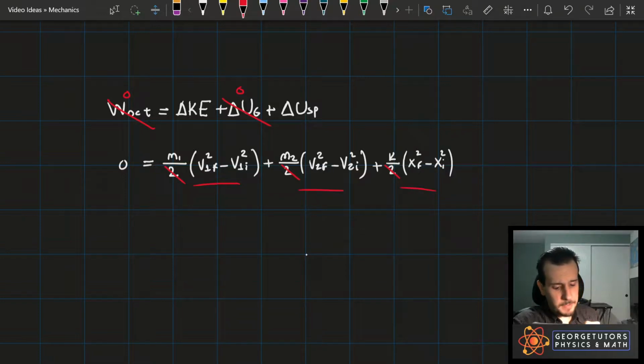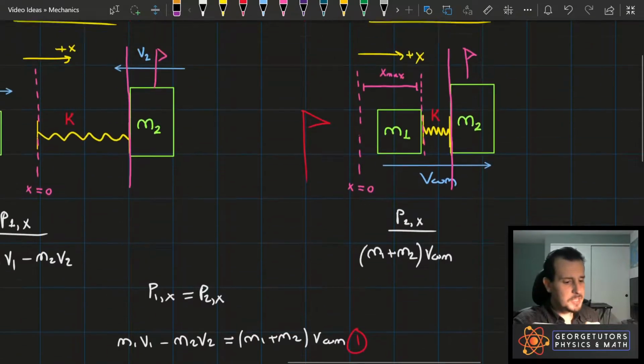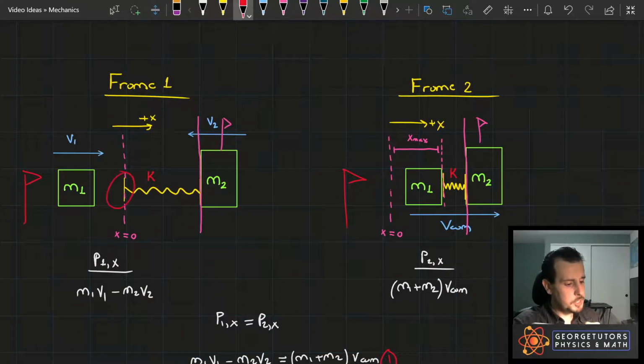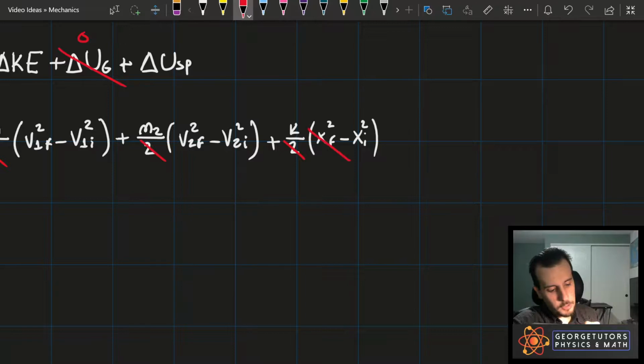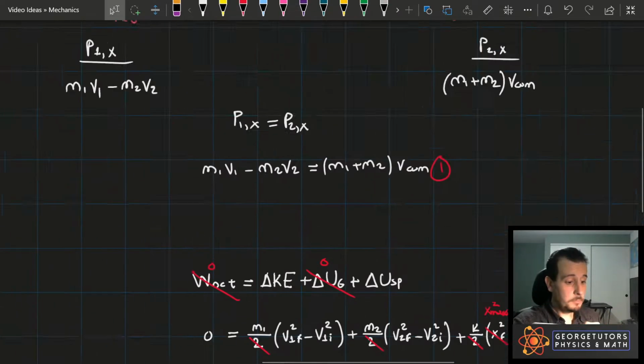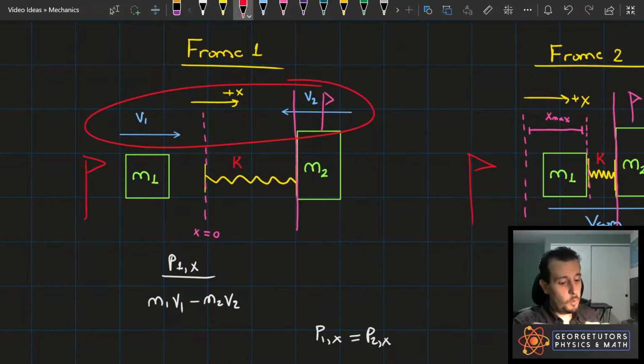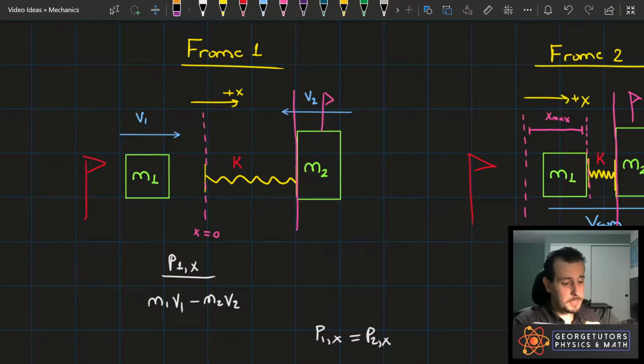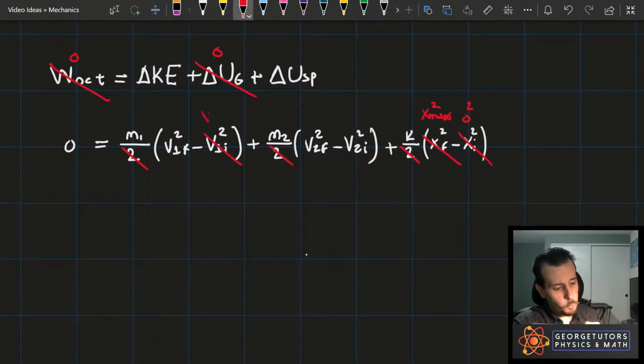And I gotta fill in what these values are from my individual diagrams. So starting with the actual compression, I can see from my diagrams right now that in the beginning, my spring was laying at the x equals 0 mark, while at the end, my spring was laying at the x equals x max mark. So I'm going to fill that information for the compression right here. This is x max, and this is 0. For the velocities, I know from my diagram again that in the beginning in frame 1, the velocities initial for M1 and M2 were called v1 and v2 respectively. And that's exactly what I'm going to put here for them in this equation.